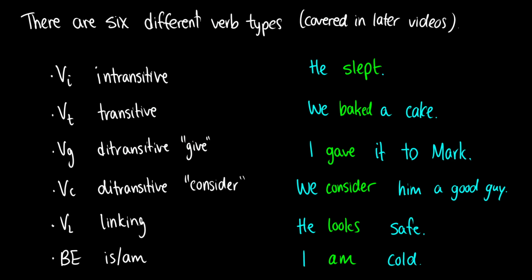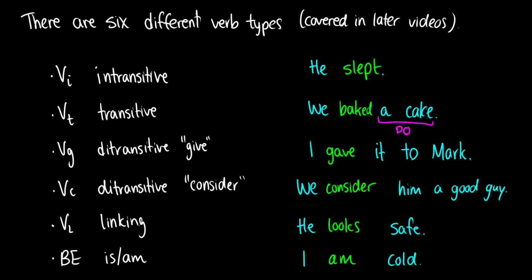You can have transitive verbs, we baked a cake. This is where you have what are called direct objects. We would label this as a DO, a direct object. So this is what you're doing the verb to. So we baked would be fine as an intransitive verb, but we could say we baked a cake. That is what you're baking.